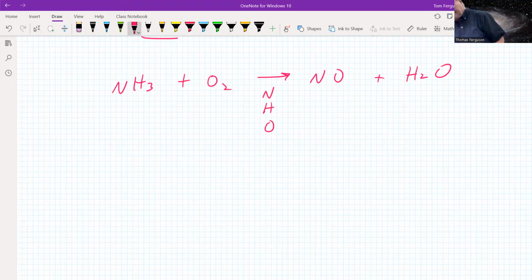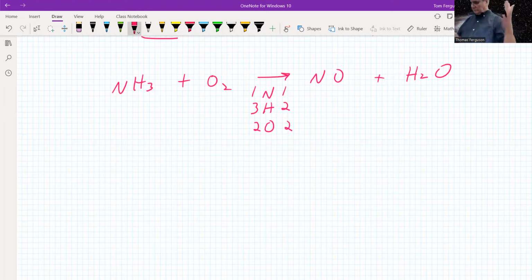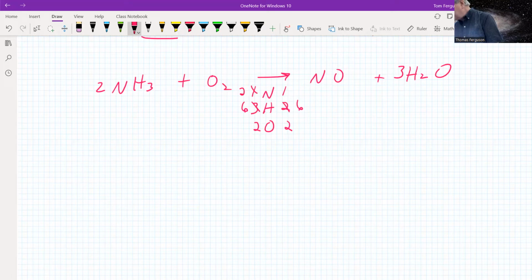Okay, so we have 1 and 1, 3, 2, 2, 2. We have some issues with the hydrogens, so you want to try to fix them first. Okay, we got 6 and 6. But that also changed other things. It changed the number of nitrogens to 2, and the oxygens are 4 and 2. That hasn't changed.